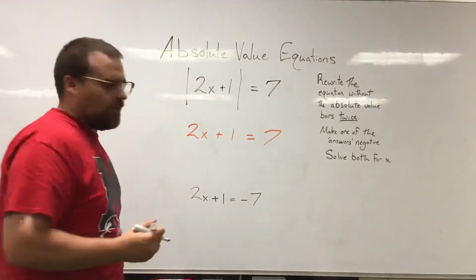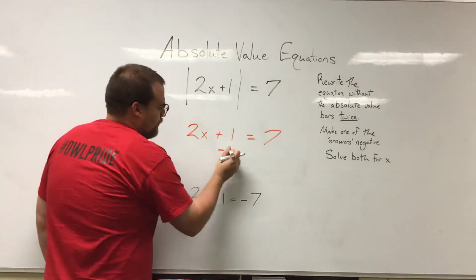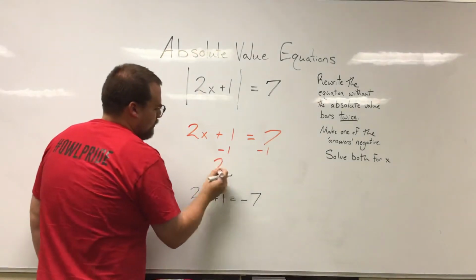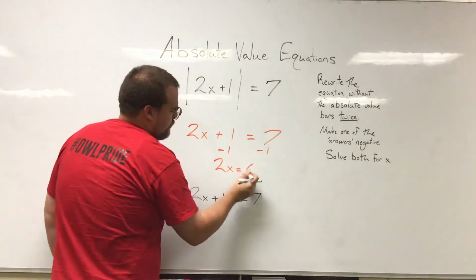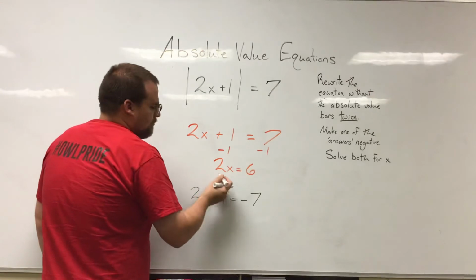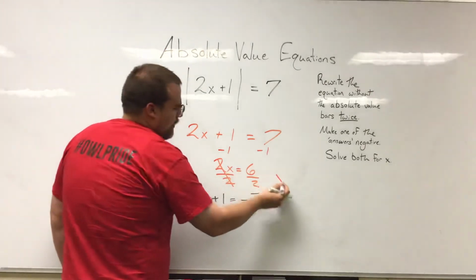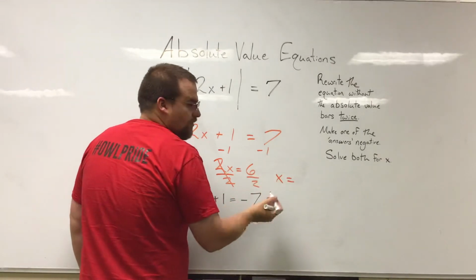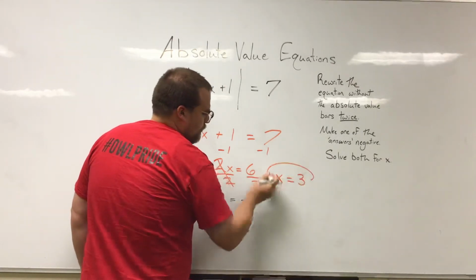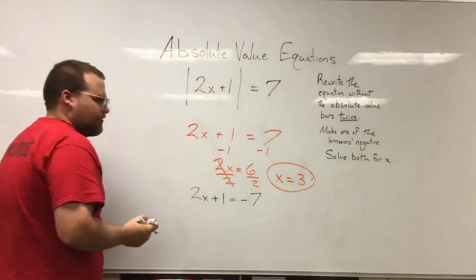Now we're just going to solve each equation. Subtract the 1, 2x equals 6, and then finish this off by dividing by 2. X is on its own. 6 divided by 2 gets us 3. There's one of our answers.